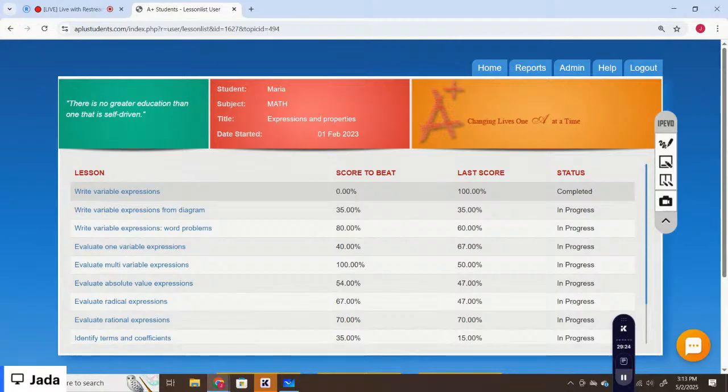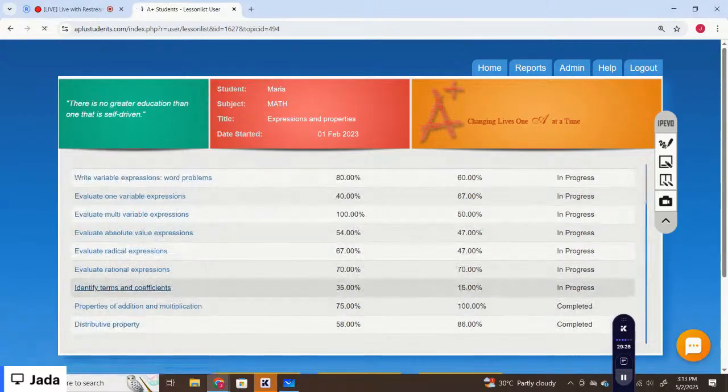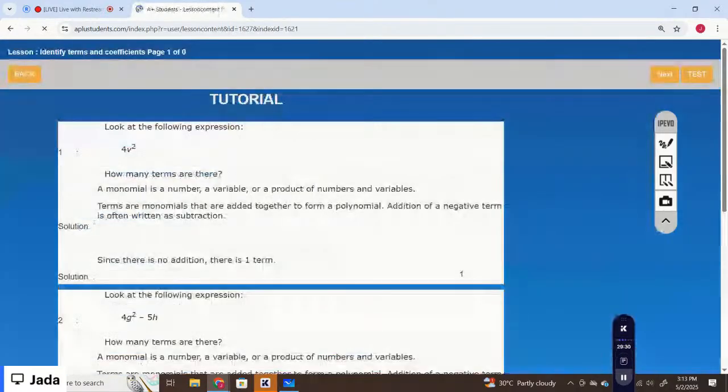The next lesson is identify terms and coefficients. Let's just start with the lesson. Look at the following expression: 4v square. How many terms are there? There is only one term, right?